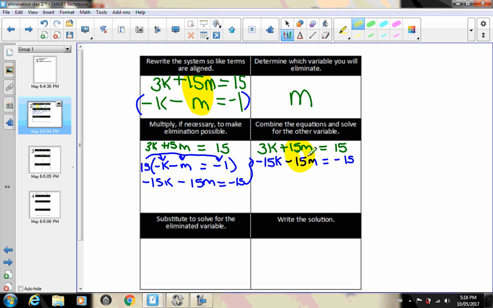Again, I can look here. Those are the same coefficient. So I now need to figure out, will I add these equations together or subtract these equations? The signs are different because one says positive 15, the other one says negative 15. When the signs are different, I add them together. So I take 3k minus 15k, and that gives me negative 12k. Positive 15 plus negative 15 just gives me 0. And 15 plus negative 15 also gives me 0. So in my final step, I have to divide both sides by negative 12. So I'm left with k is equal to 0.